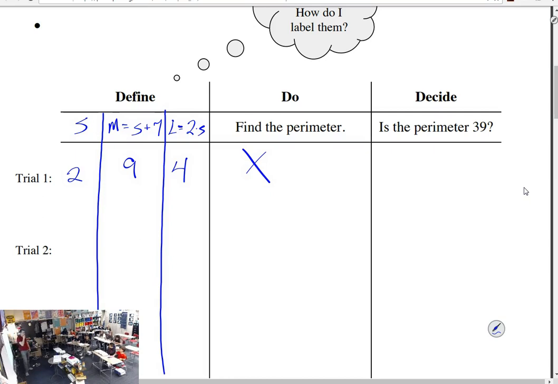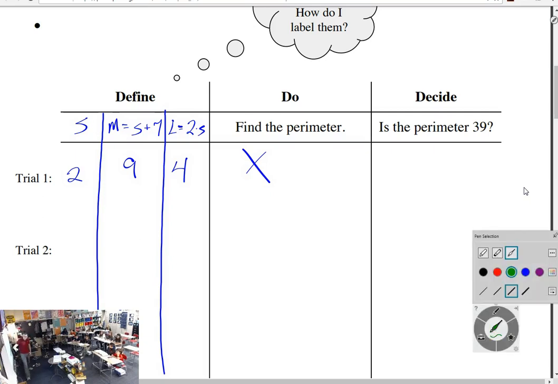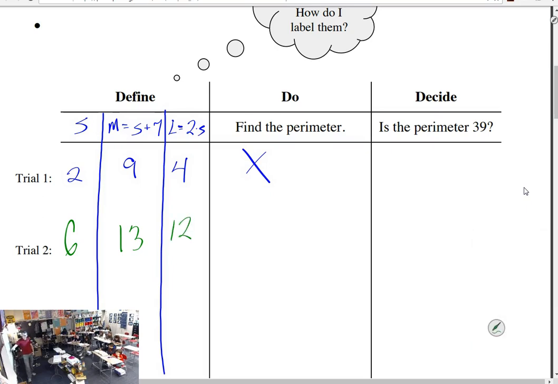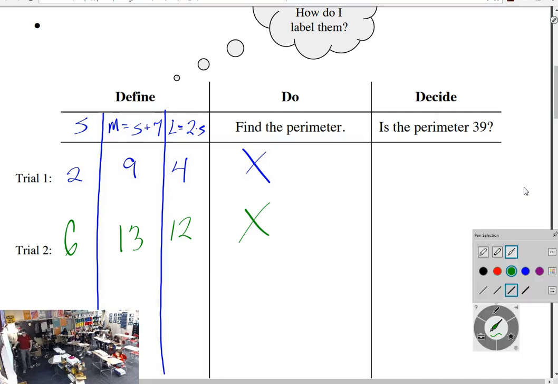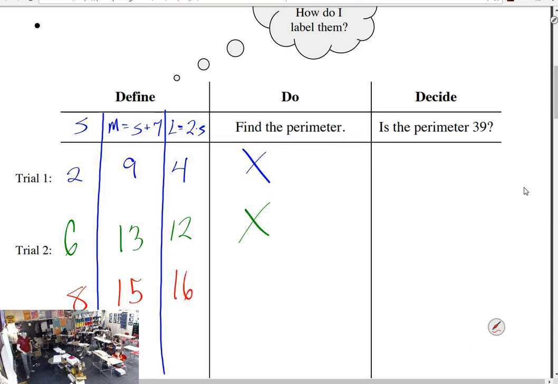Let's try something else. Alex? 6. So that makes my medium side 13 and my long side 12. That doesn't work either. Fantastic. We try 8. What's my medium side then? 15. Long side? 16. Ooh, looking promising. What's the perimeter when I add these up? 16, 15, and 8. Does that work?